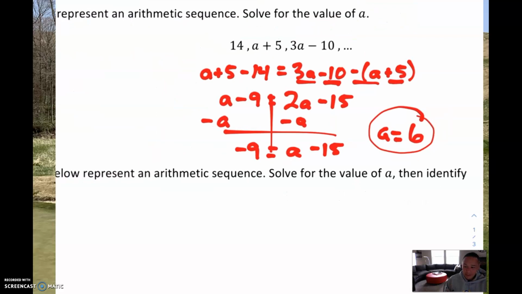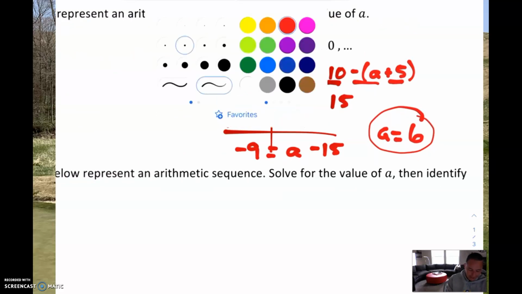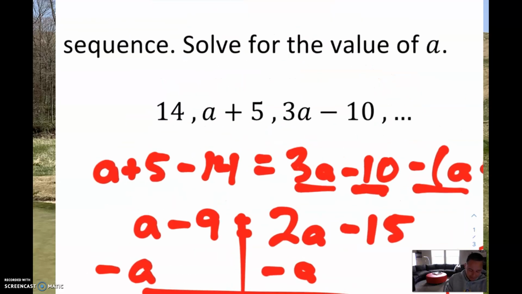So it's probably a good idea to double check your work. Let's replace the 6 back into the original values. If I put a 6 in here, 6 plus 5 gives you 11. And if I put a 6 in here, 3 times 6 is 18. 18 minus 10 is an 8. Let's write that a little more cleanly. So we go 14 to 11, that's going down by 3.